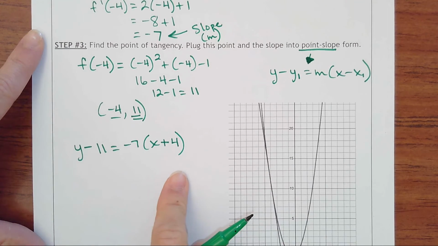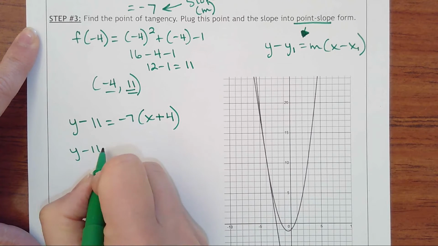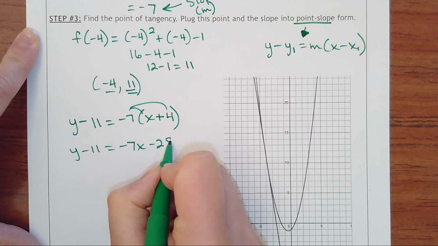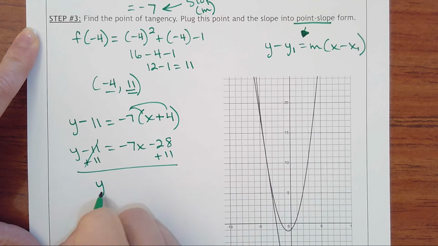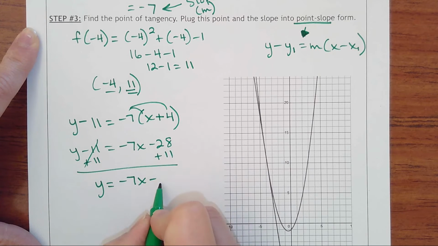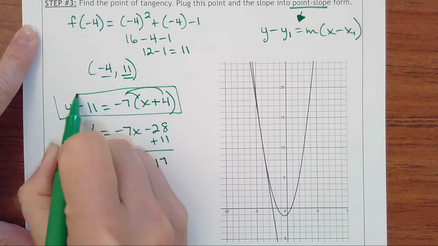Now you can leave it like this. They'll take that answer. If you want to solve for y, all you would have to do is distribute and then add your 11 to its like term. So you get y equals negative 7x minus 17. So this or this would be your answer.